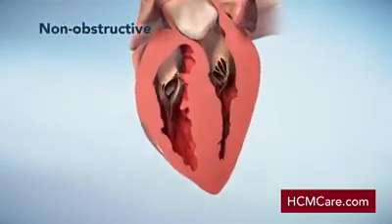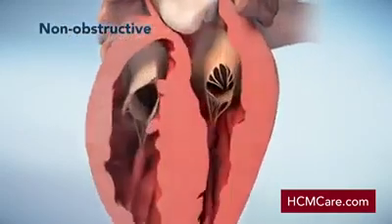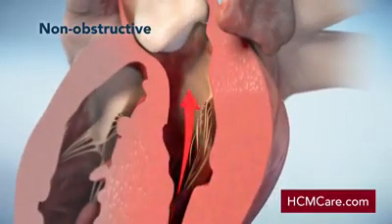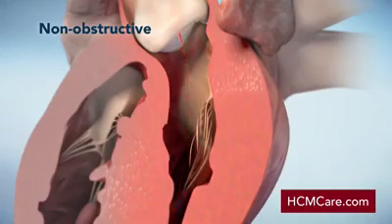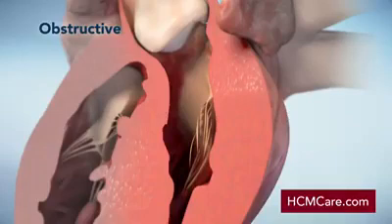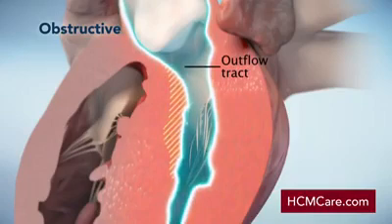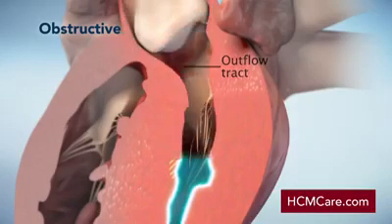If you have non-obstructive hypertrophic cardiomyopathy, your heart has thickened walls, but the walls and mitral valve do not block blood flow out of your left ventricle. In obstructive hypertrophic cardiomyopathy, the heart has thickened walls as well, but the septum may bulge into the path where blood leaves the left ventricle, called the outflow tract.